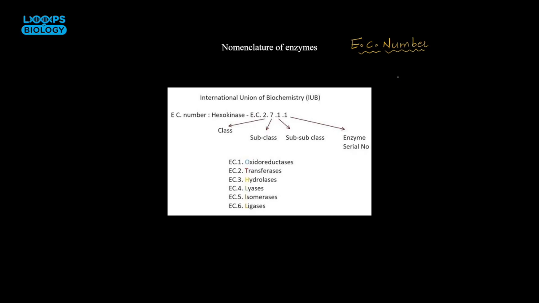So whenever the enzyme has to be represented, suppose this is my enzyme and it is represented by 2.7.1.1. So the enzyme belongs to class 2, subclass 7, sub-subclass 1, and the serial number is 1. That is what the enzyme is going to suggest, and that is nothing but my hexokinase, as the example is suggesting here.